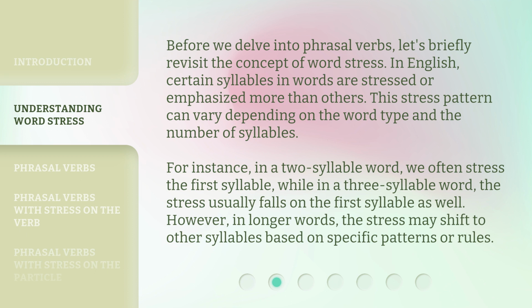Before we delve into phrasal verbs, let's briefly revisit the concept of word stress. In English, certain syllables in words are stressed or emphasized more than others. This stress pattern can vary depending on the word type and the number of syllables. For instance, in a two-syllable word, we often stress the first syllable, while in a three-syllable word, the stress usually falls on the first syllable as well. However, in longer words, the stress may shift to other syllables based on specific patterns or rules.